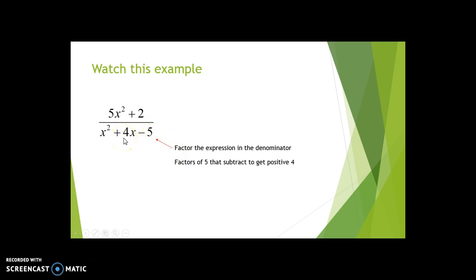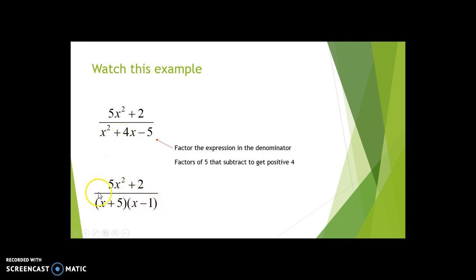I'm asking myself, what are the factors of 5 that subtract to give me positive 4? Factors of 5 that subtract to give me positive 4. Those values are 5 and negative 1. 5 times negative 1 is negative 5, and 5 minus 1 is positive 4. So we can do a quick little check there.